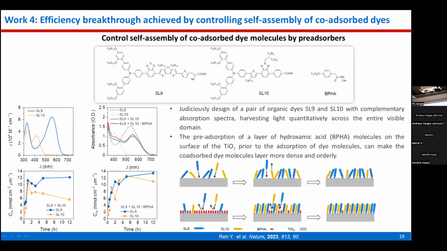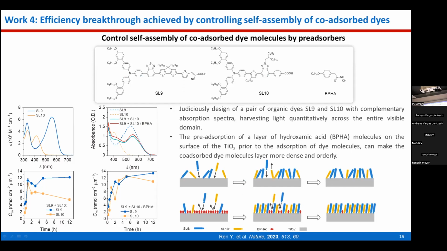Here we still use the high-VOC dye as co-sensitizer with a broader spectral response dye, SL9. More importantly, we found that we could use a hydroxamic acid small molecule as the pre-adsorber. That's a layer of BPH molecules pre-adsorbed on the surface of TiO2 before the adsorption of the dye molecules. Thus, we can get a dense and ordered molecular layer.